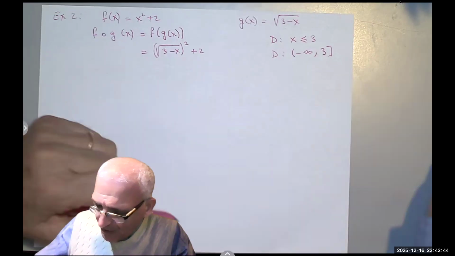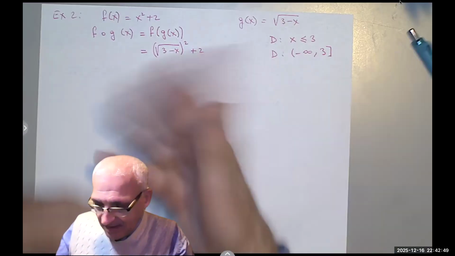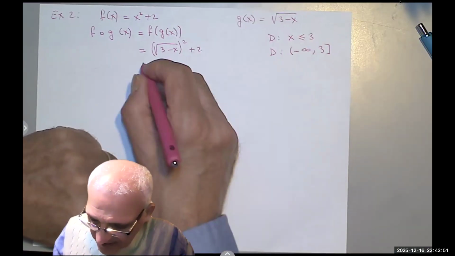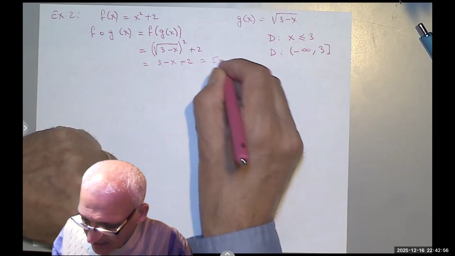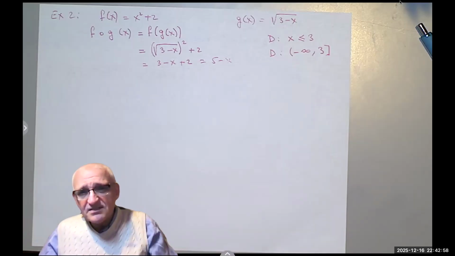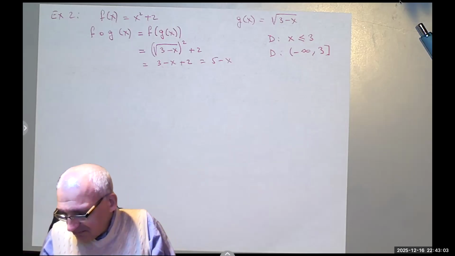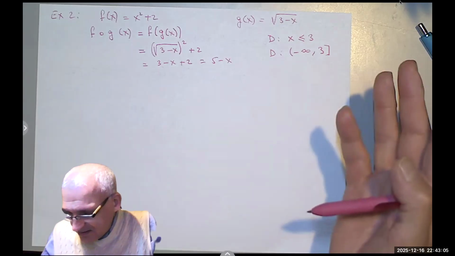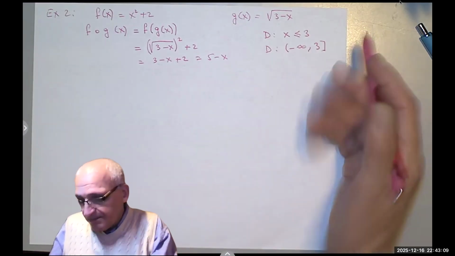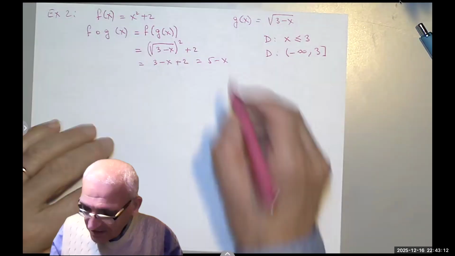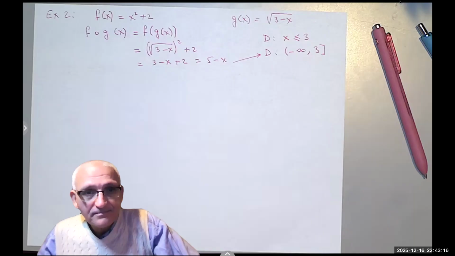Now, we know that the square and the square root are inverse functions. So when I apply them, they cancel each other, and I get 3 minus x plus 2 equals 5 minus x. 5 minus x is a straight line. It doesn't have any constraints on the value of x. X can be anything. But remember, we inherited that, so that becomes the domain of the composite function.